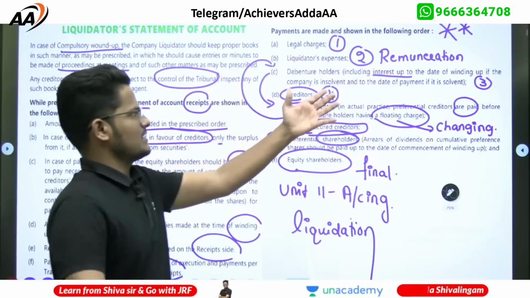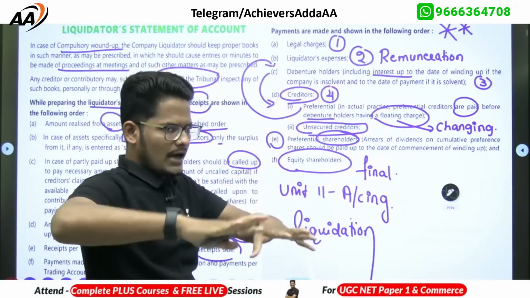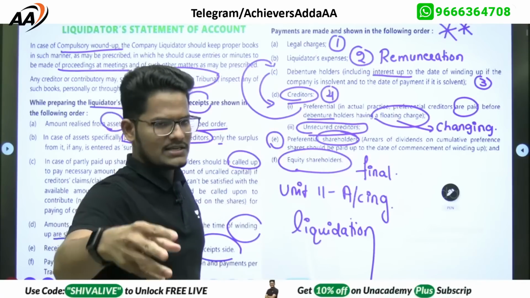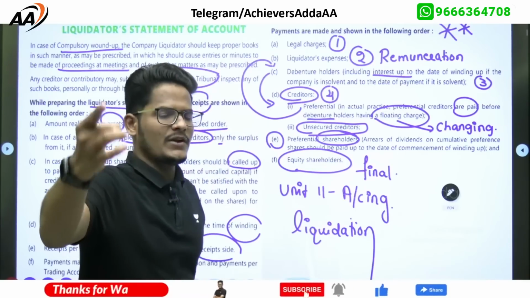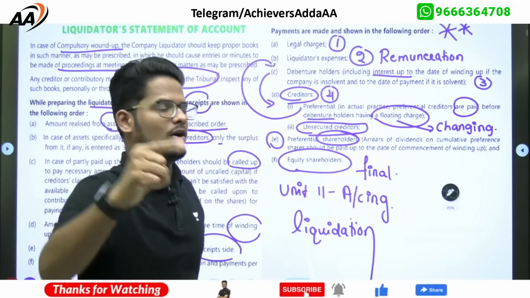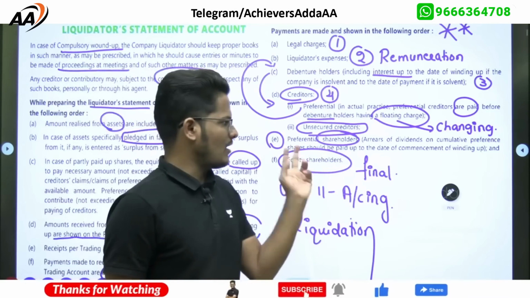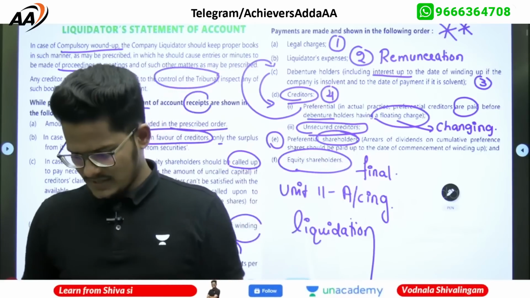Clear? Legal charges, liquidation expenses and the remuneration of the liquidator, and next the preferential creditors having a floating charge. After that, debenture holders. After that, preferential creditors who do not have a floating charge. After that, unsecured creditors. After that, preference shareholders. After that, equity shareholders. This is how the order goes.